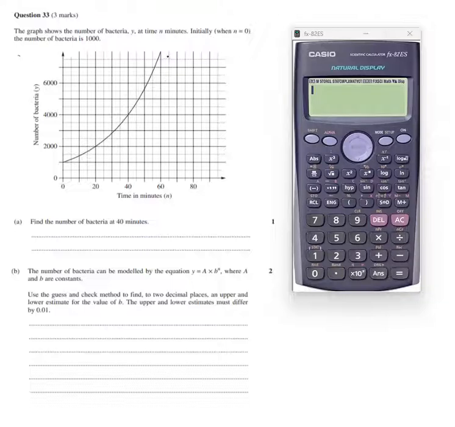So, this graph represents the number of bacteria growing over time, and the first question is asking to find the number of bacteria at 40 minutes, and that's just reading off the graph. So you can see at 40 minutes, if we read up the graph and read across, the number of bacteria is 4,000. So you can say that y equals 4,000 for the first part.